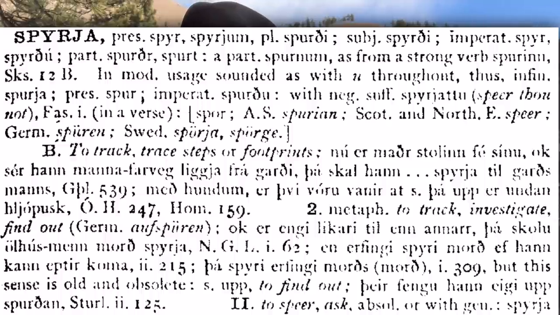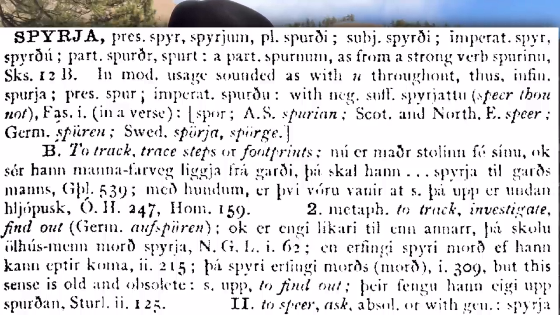In the etymology section, where the square bracket starts with spor, what he's showing you is the root that it's from, which is spor, like a track, like an animal's track. He shows you words related to it: Anglo-Saxon spor, Scottish and Northern English spear, which nobody says, but he's going to define it using that. German spuren, Swedish spår, spurium.